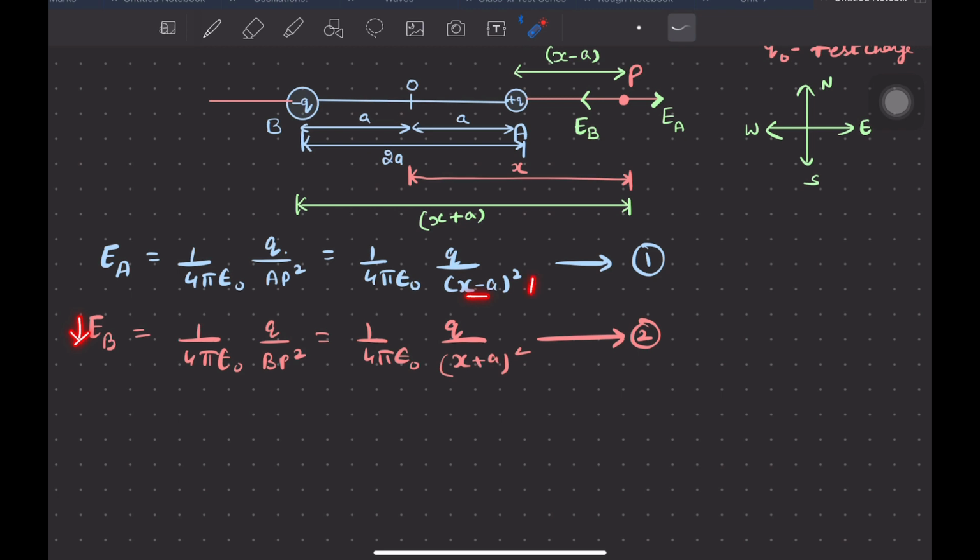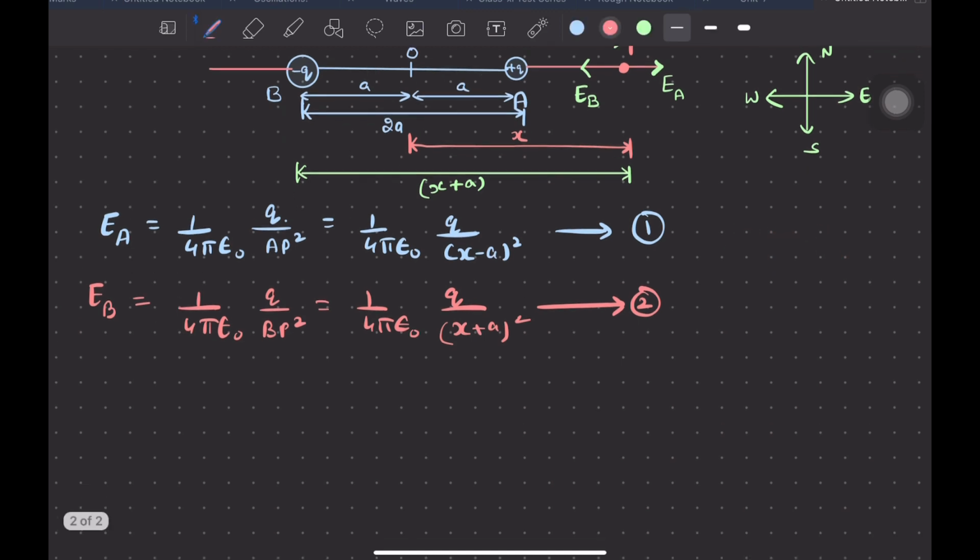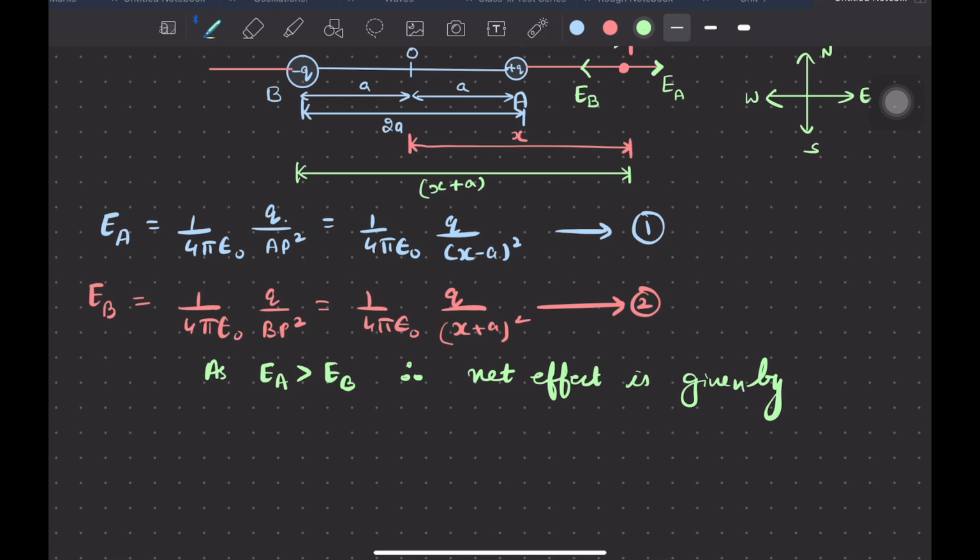This denominator is smaller, and hence EA is greater. So clearly EA is greater than EB. Therefore, as EA is greater than EB, the net effect is given by E due to dipole on the axial line, which is equal to EA minus EB.